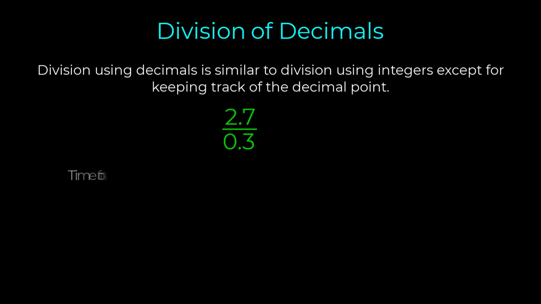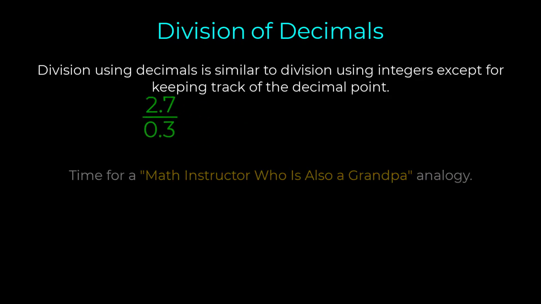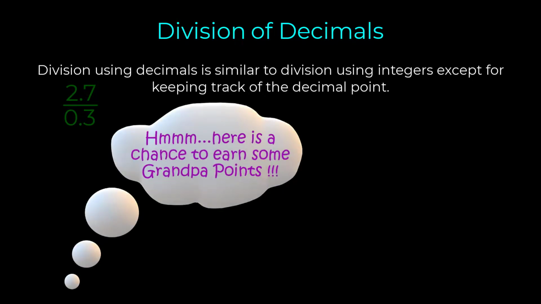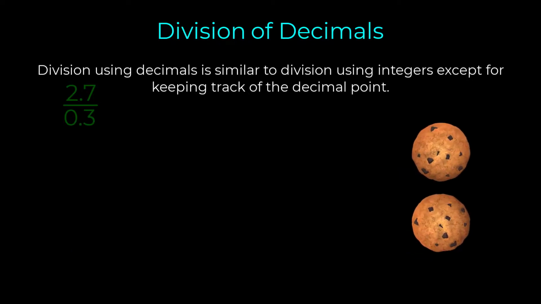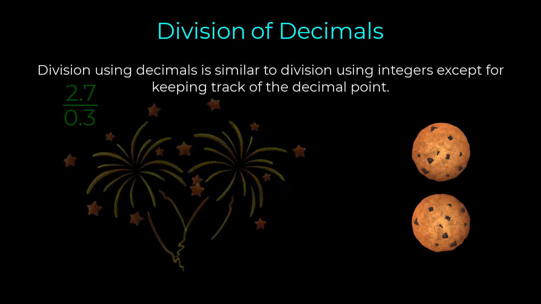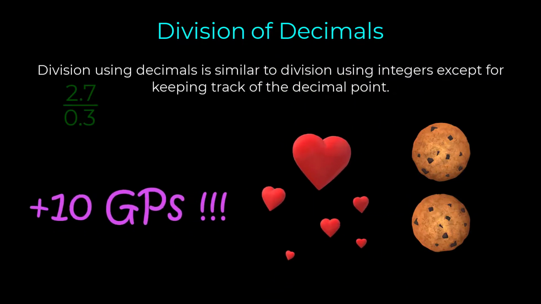Let me give you my best math instructor who is also a grandpa analogy. Grandma makes some chocolate chip cookies, and so, wanting to earn some grandpa points, I take 2 of them fresh out of the oven and offer them to my granddaughters. As long as the cookies are the same size and have the same number of chocolate chips, everything is great. The cookies are equal to each other, as far as my granddaughters are concerned, and I'm on my way to earning 10 well-deserved grandpa points.